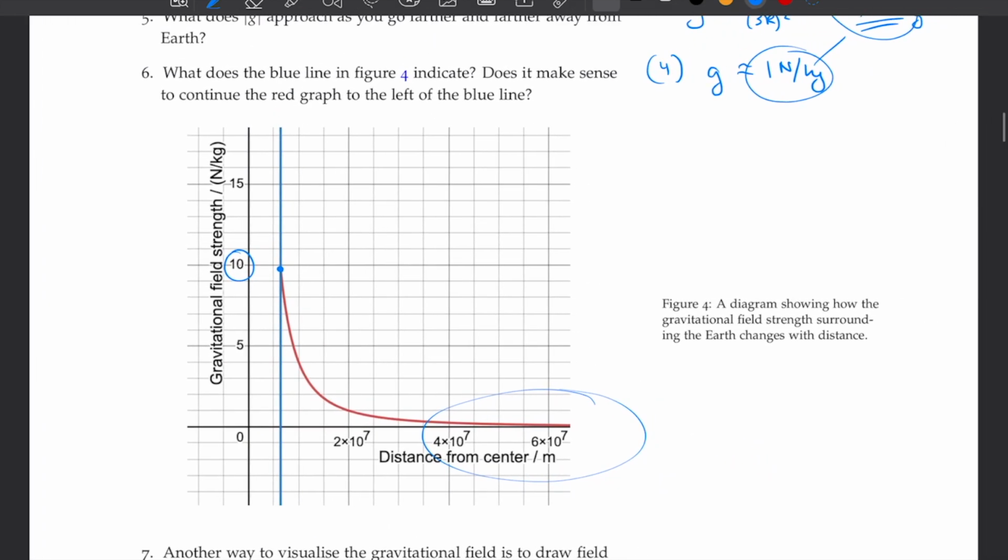And does it make sense to continue the red graph to the left? Not really, because then we're going into Earth. So that's not really what we want to be doing. We're looking at Earth's gravitational field outside of its surface. Although you could theoretically start working out, what if we drill a hole through the Earth? How does G change as you move through that hole? That can be worked out, but that's going to be another problem that we work on later.